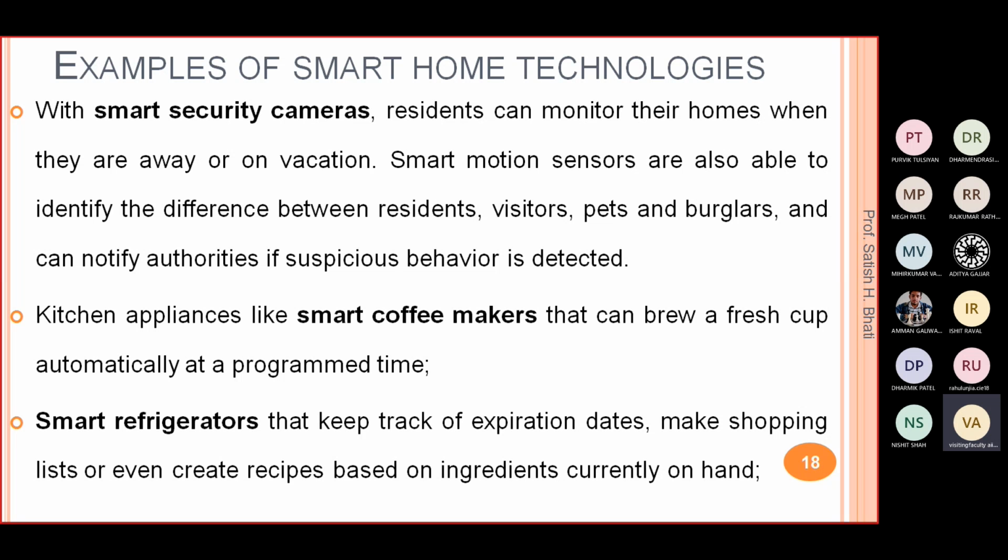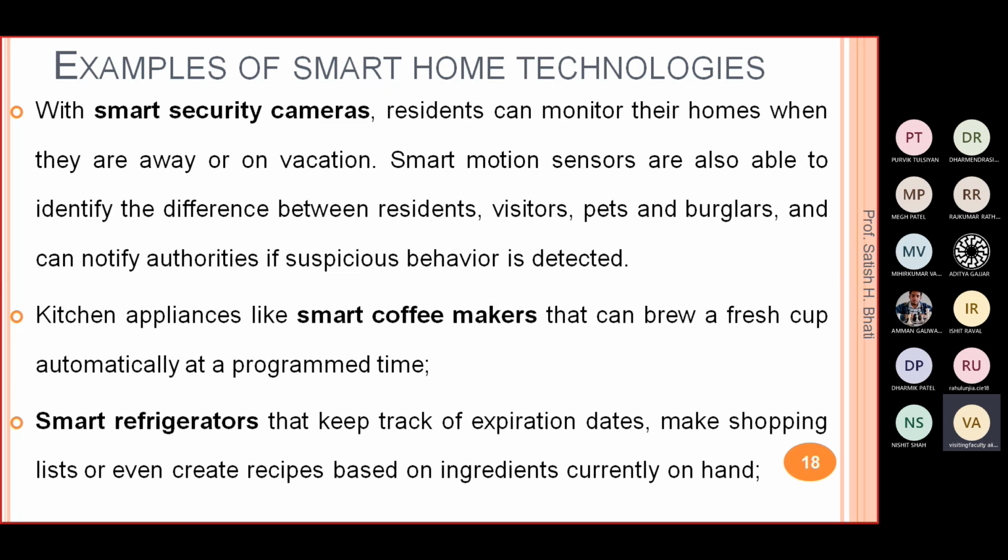Then if we talk about the kitchen, then in kitchen appliances, we can have the smart coffee maker. So in that, you tell the system to make the coffee, and it will make a coffee automatically. Or sometimes you will program the time, like at 9 a.m. it will make the coffee, so it will make it at the scheduled time.